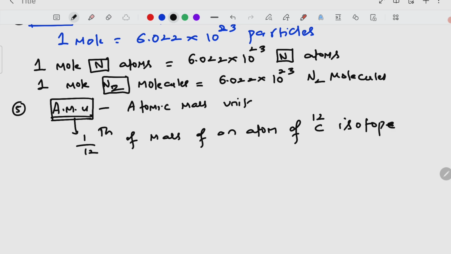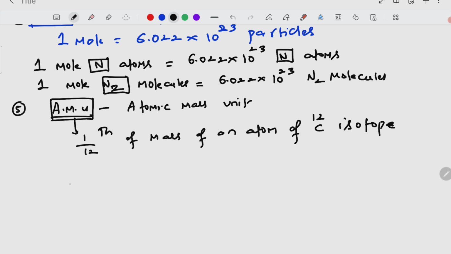Means if we divide the carbon 12 isotope into 12 parts, each part, that is 1/12 of the mass of an atom of carbon 12 isotope, is referred to as AMU here. AMU was introduced to relate atomic masses. Atomic mass unit was introduced to relate all other masses of atoms.